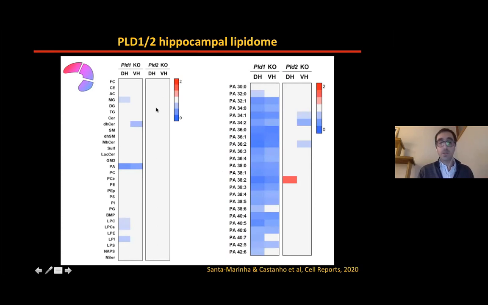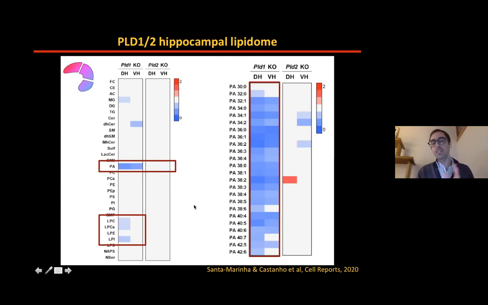So the first thing that we observed in these lipidomic studies was that while in the PLD2 knockout animals we didn't see any changes in total phosphatidic acid levels, in PLD1 there was a decrease both in the dorsal and ventral hippocampus. On top of that, in PLD2 knockout animals, we didn't see any significant changes at the level of the lipid classes that we were looking into. Then concerning PLD1, we saw some other differences at the level of the lipid classes, and I would highlight these changes in lysophospholipids in the dorsal hippocampus of these animals.